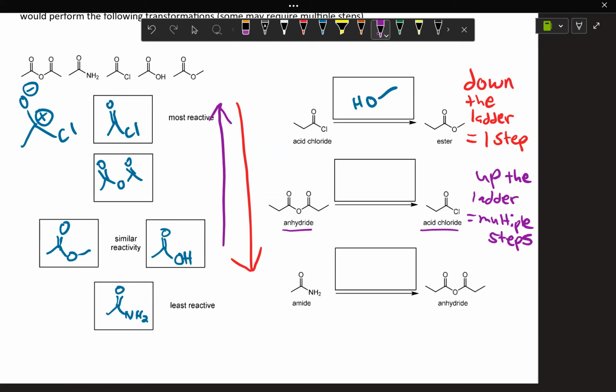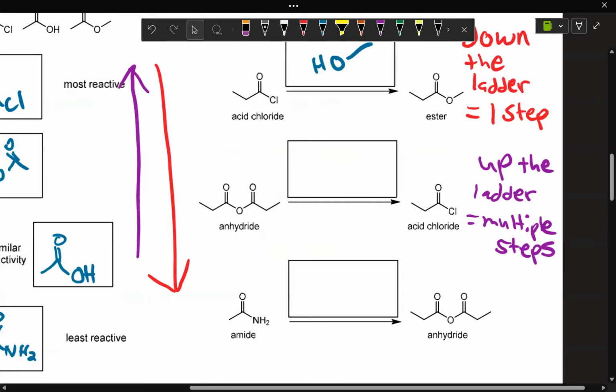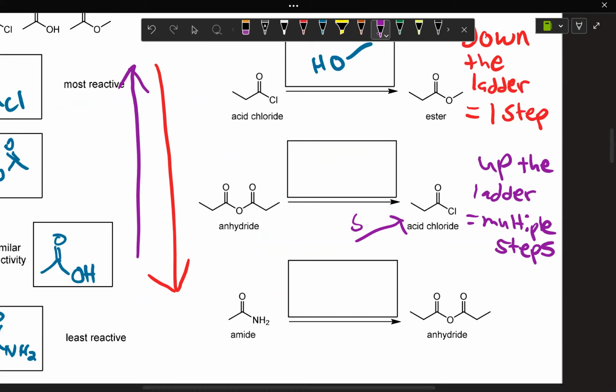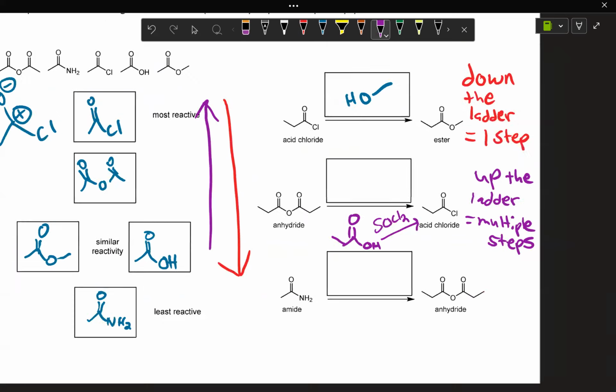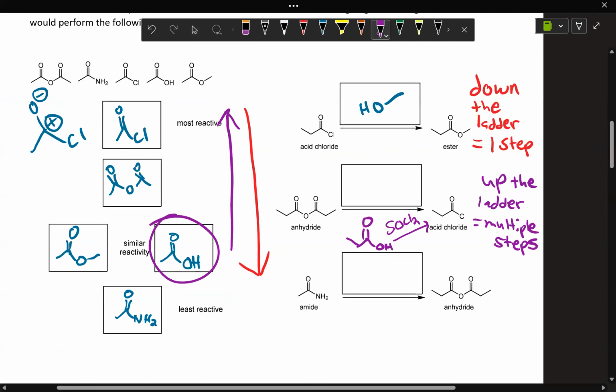And how do we make acid chlorides? Let's first think about that. There is one reaction we have learned a lot this semester in order to make acid chlorides, and that is thionyl chloride, also known as SOCl2. Let me redraw that arrow. And what does SOCl2 or thionyl chloride react with? It reacts with carboxylic acids. And the carboxylic acid is going to be the intermediate in order to go up the ladder. Anytime you are going up the ladder, you need to go through the carboxylic acid.